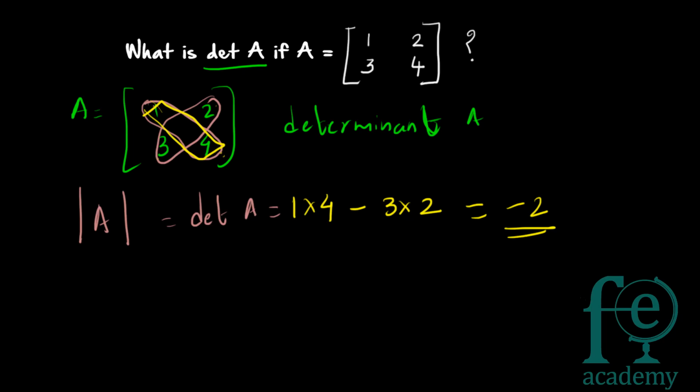So this is the procedure for finding the determinant for a particular matrix. You have to take the first diagonal minus the second diagonal. Multiply the diagonal elements of the first diagonal, minus the multiplication of the second diagonal.